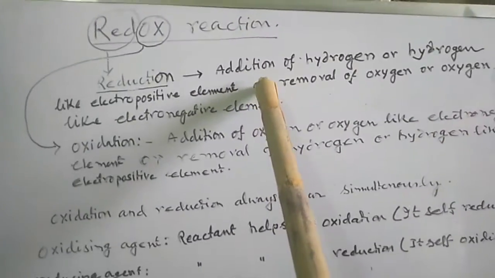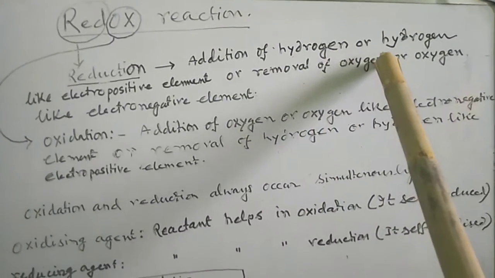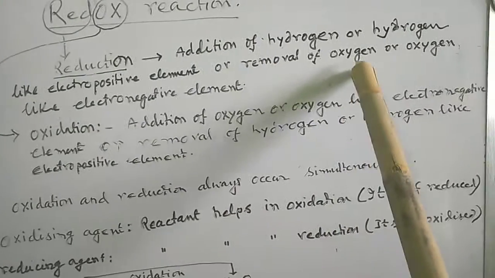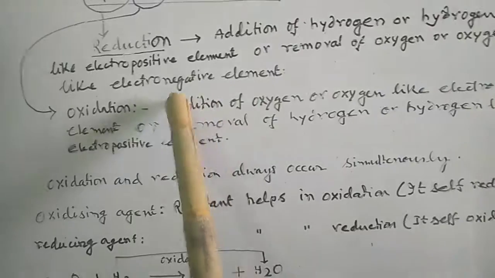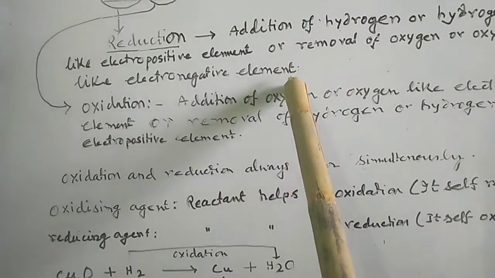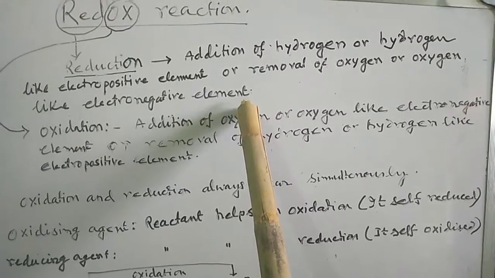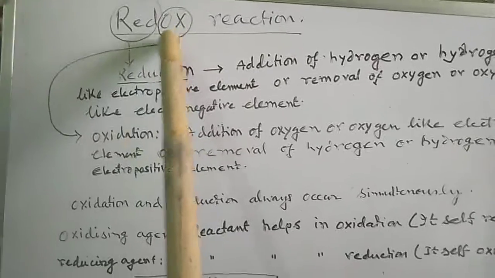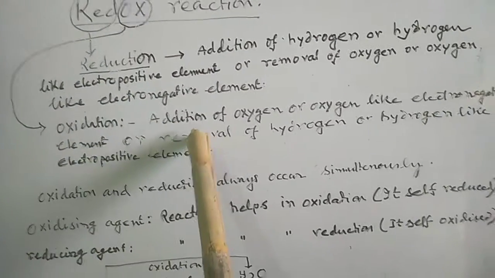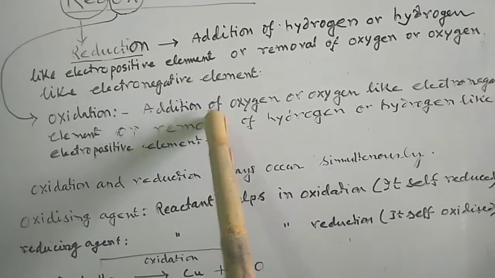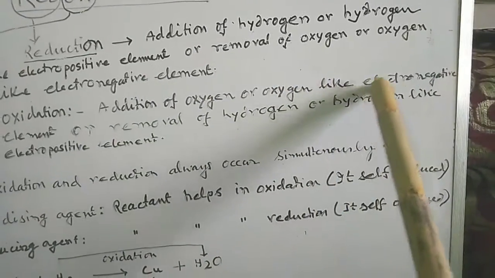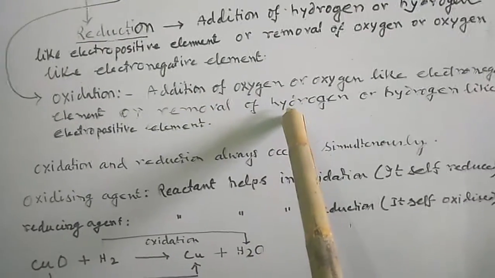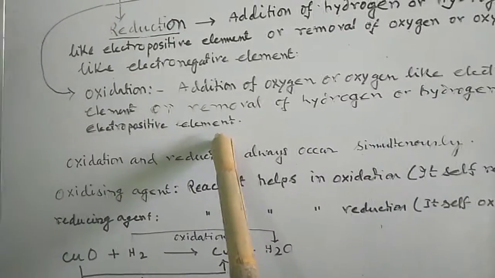What is reduction? This is addition of hydrogen or hydrogen-like electropositive element, or removal of oxygen or oxygen-like electronegative element. That is reduction. Now oxidation. The ox comes from oxidation. Oxidation means just the reverse of reduction: addition of oxygen or oxygen-like electronegative element, or removal of hydrogen or hydrogen-like electropositive element.